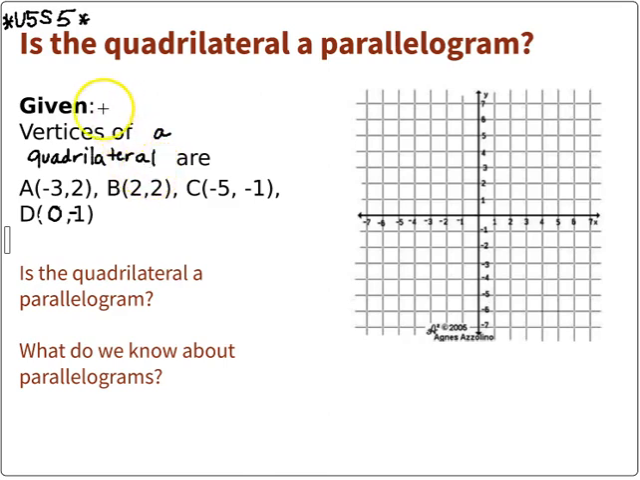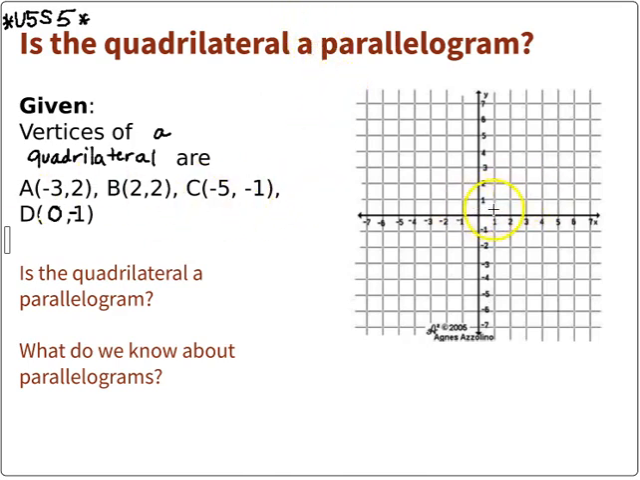So in this problem, we are given vertices of a quadrilateral. We're given 4 vertices, and we want to determine if that 4-sided figure is a parallelogram. So how are we going to do that? Well, let's start with first plotting our points. That's a good place to start.